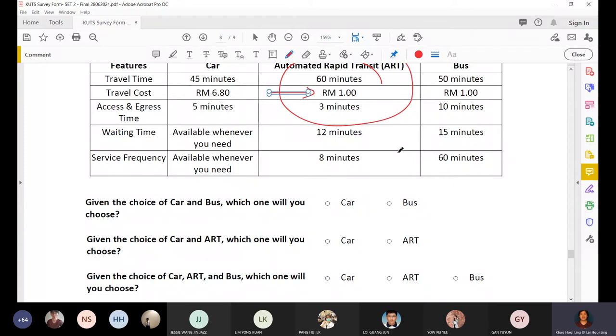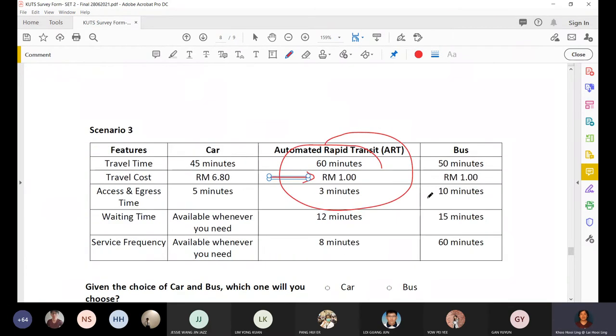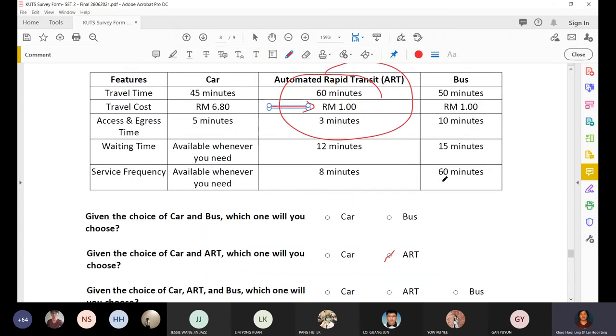You haven't gone through the system yet, right? But I give you some hypothetical conditions, the factors, and then I make you choose. So this is what you think. You think, I think I will choose ART. But at the end of the day, when ART is there, whether what you think will translate to your action or not, that is another story. So there will be limitations. Any tools that we use, there will be a limitation.